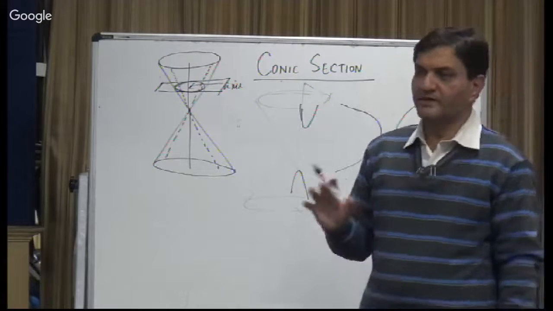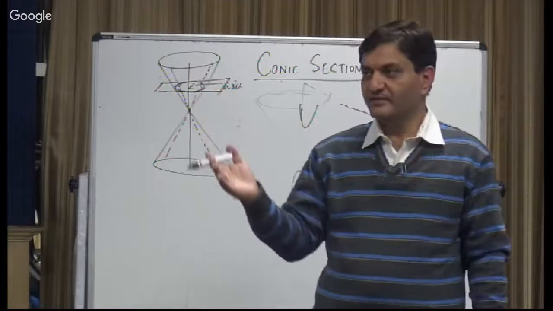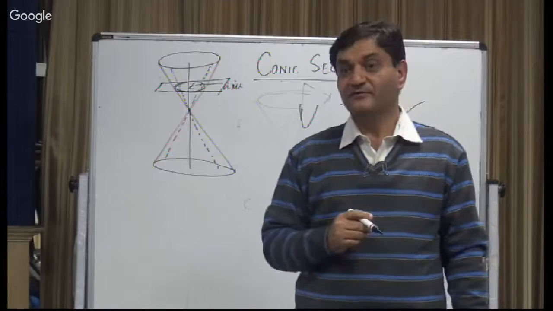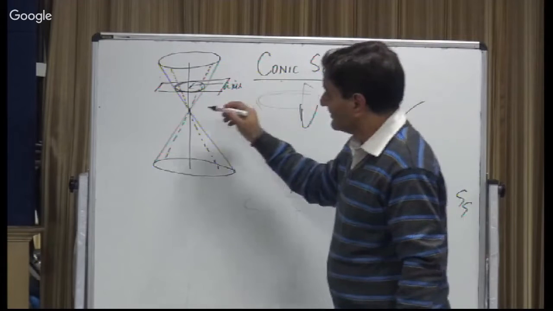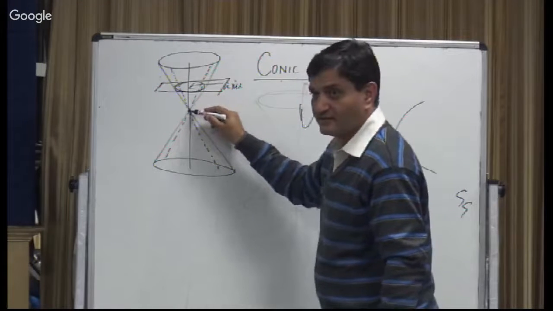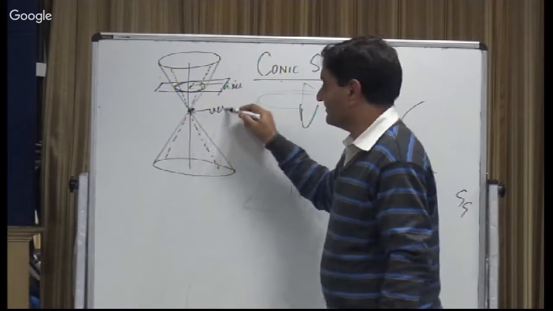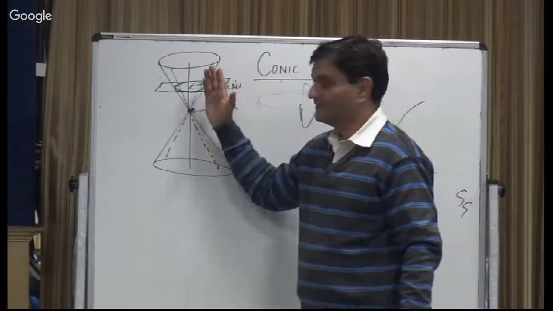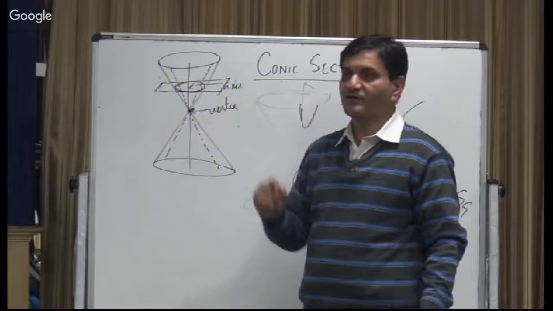Now all of them come under conic section. The intersection of the plane and a cone can be a pair of straight lines as well. When you will have a pair of straight lines, if the plane is cutting in such a manner that it passes through the vertex, this is the vertex. If the plane passes through the vertex and it cuts it like this, then you will have a pair of straight lines. So a pair of straight lines can also be formed.